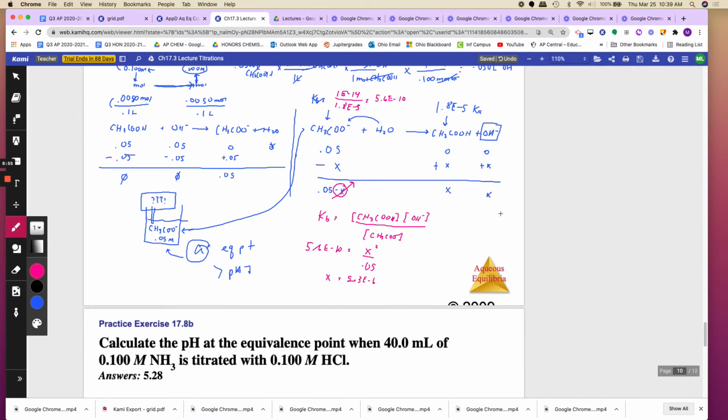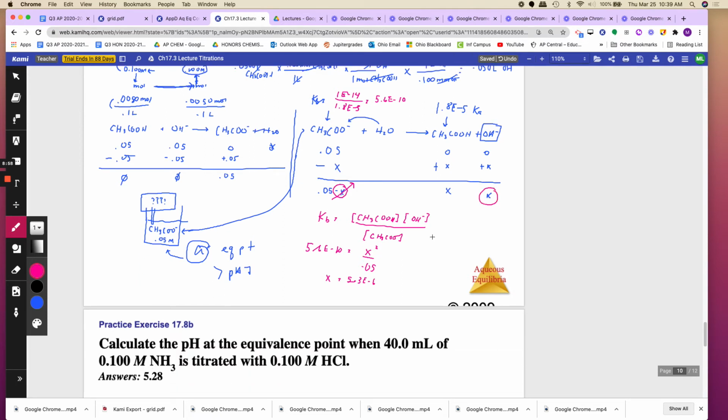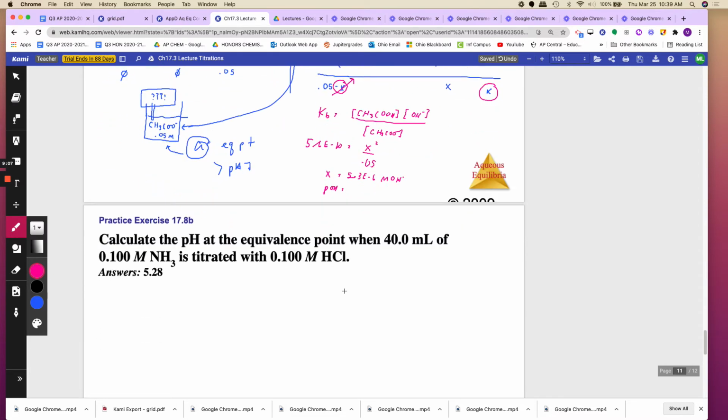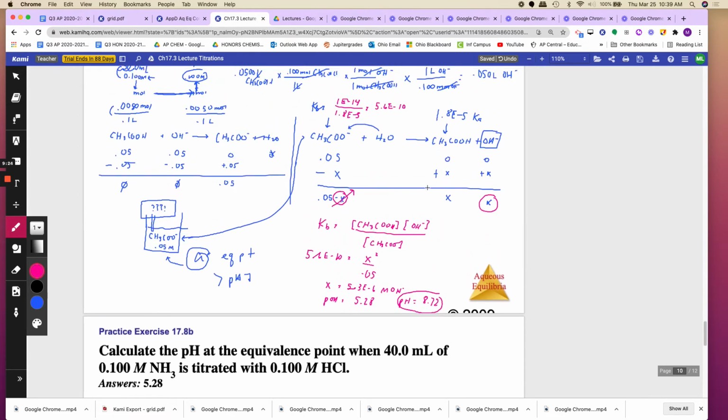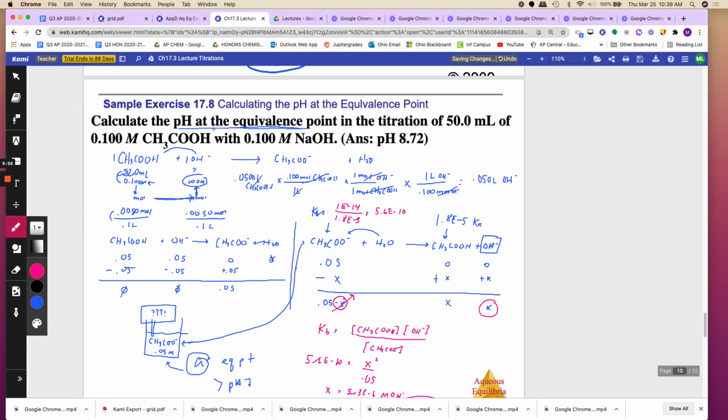X is going to be the molarity of the OH minus. So if you log that, you're going to get pOH, 5.28. And pH, subtract that from 14, and you're going to get 8.72. So what did you just find? You just found the pH at equivalence point.